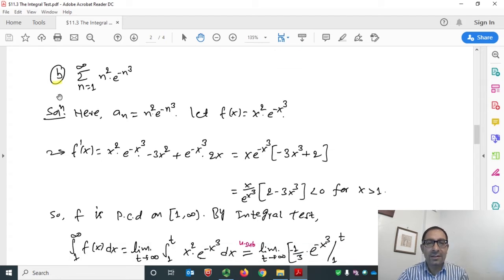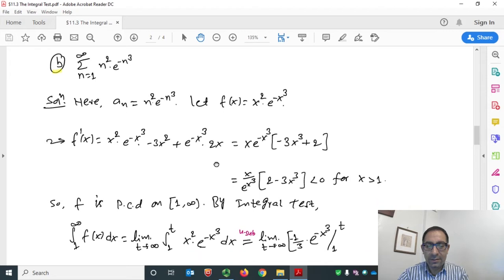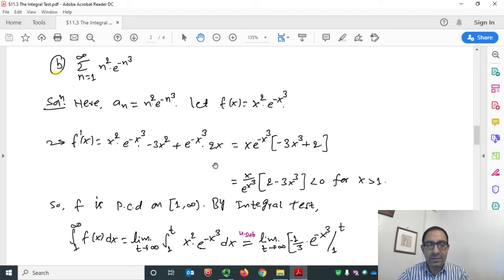Part B. The given series is n squared times e to the power negative n cubed. Let's begin the solution. Here the nth term is a_n equals n squared times e to the power negative n cubed. Let our function be, changing n to x, f(x) equals x squared times e to the power negative x cubed. Then the positivity part is obvious.